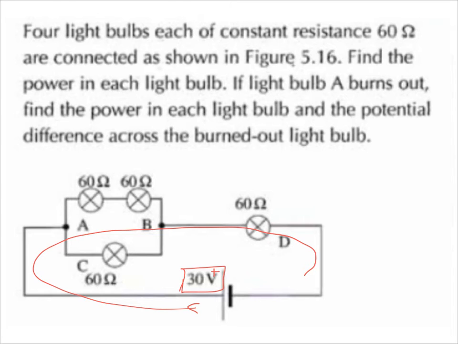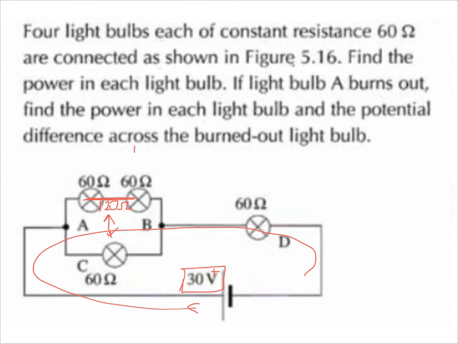So here, these two right here are in series. So I'm going to put those together. That'll give me 120 ohms total. It's just like there was one resistor there of 120 ohms. These are bulbs, but bulbs are essentially resistors, fancy resistors that happen to light up. Okay, now I've got these two right here, which are in parallel.